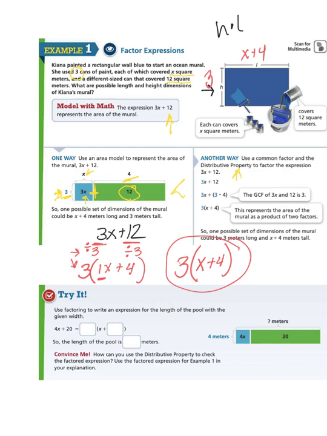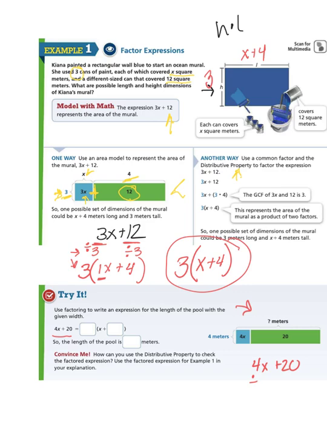Try this one on your own. So we have 4x plus 20. Pause the video and try it. That's right. So here's what I would do. I would look at 4x plus 20. If you choose to do this using the area model, go for it. I am going to do this by division.